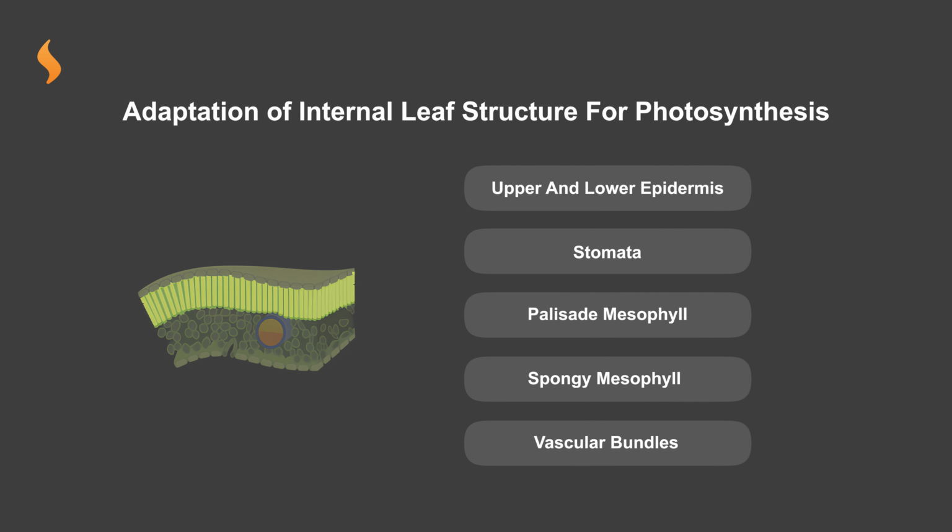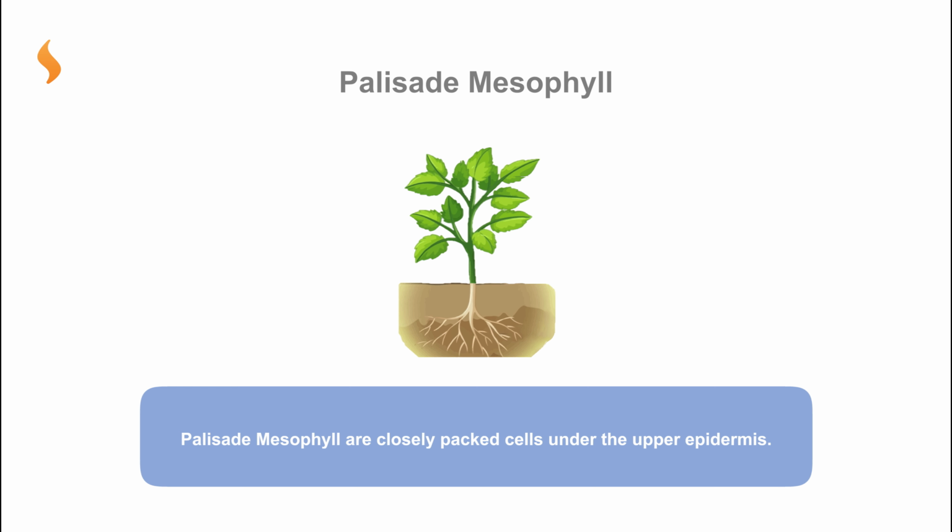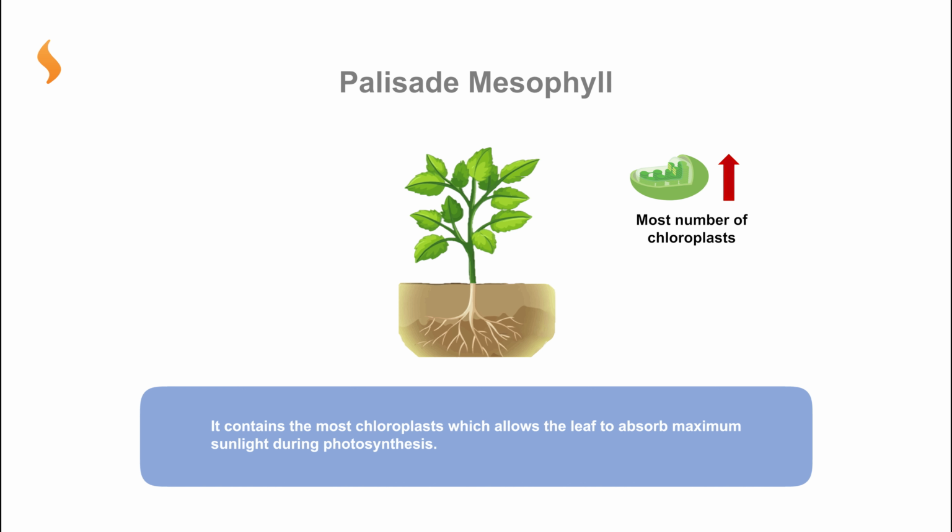The third type of adaptation of internal leaf structure for photosynthesis is palisade mesophyll. Palisade mesophyll are closely packed cells under the upper epidermis. It contains the most chloroplasts, which allows the leaf to absorb maximum sunlight during photosynthesis.